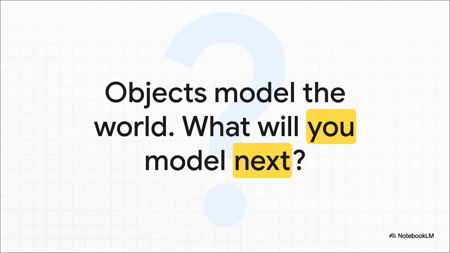So when you boil it all down, objects aren't just some technical feature. They're a way of thinking. They give us the power to model the real world. People, products, events, literally anything, right inside our code. They organize complexity into simple, logical units. So the only question left is, what will you model next?